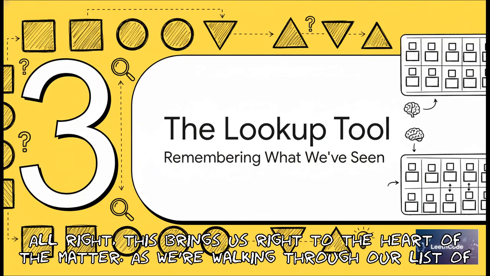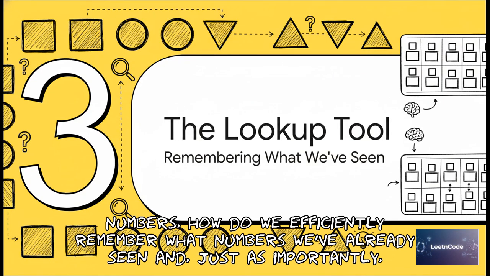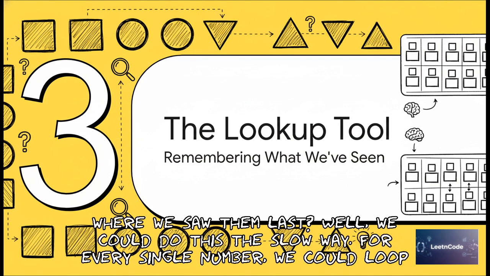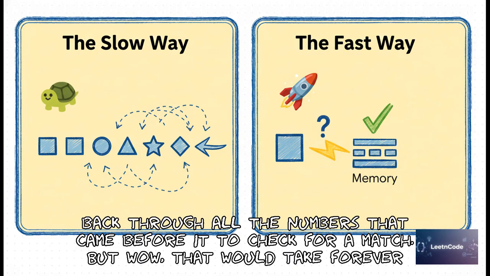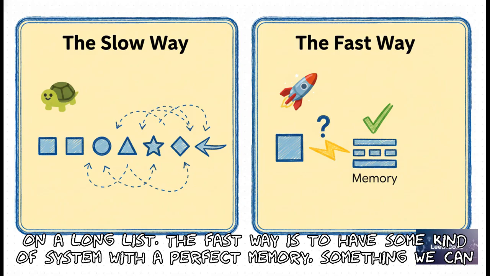All right, this brings us right to the heart of the matter. As we're walking through our list of numbers, how do we efficiently remember what numbers we've already seen and, just as importantly, where we saw them last? Well, we could do this the slow way. For every single number, we could loop back through all the numbers that came before it to check for a match. But wow, that would take forever on a long list.